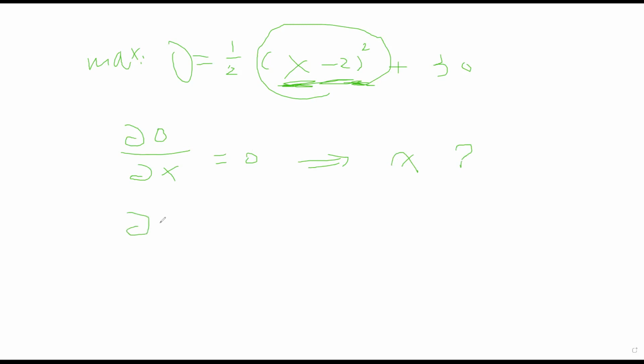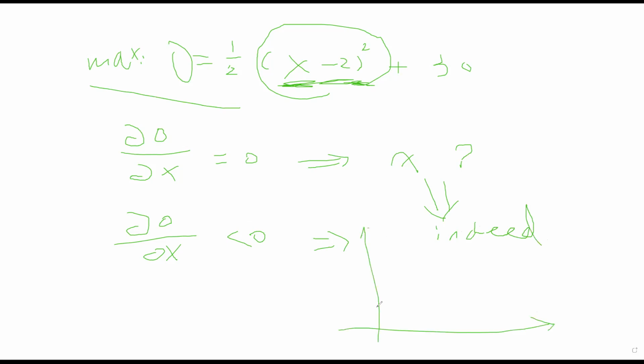And then the second order derivative is going to be less than 0, because we're talking about a maximization problem. It has to be less than 0 so that we know this x is indeed our maximum, which essentially looks like this. A quadratic function looks like this, and we're trying to figure out the corresponding x. That's just one dimension, one variable.